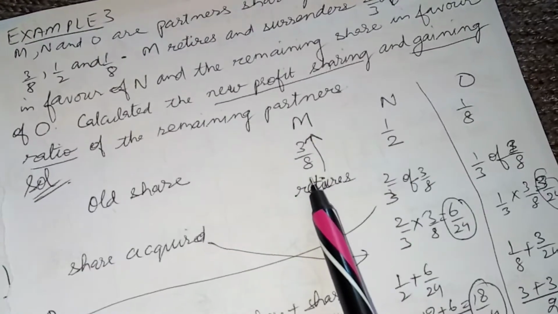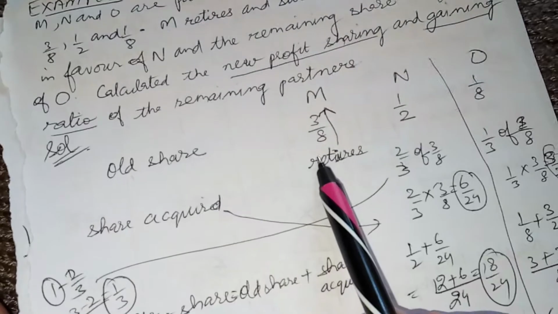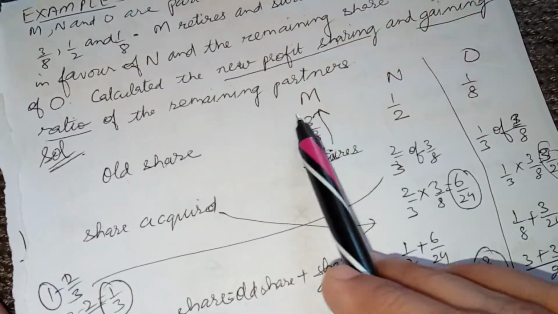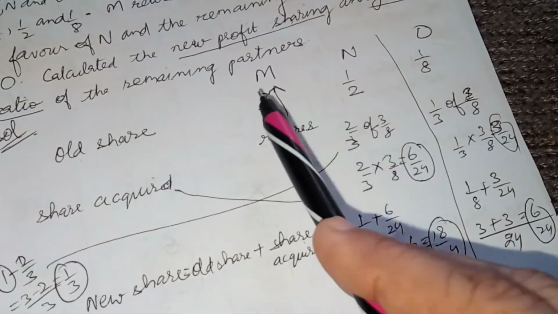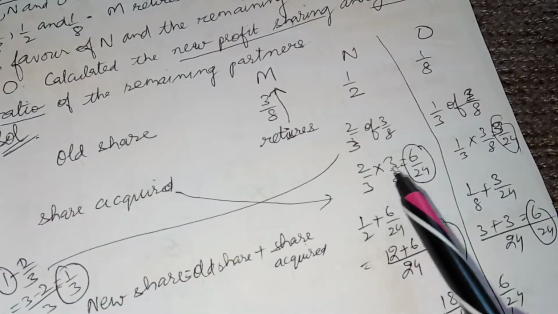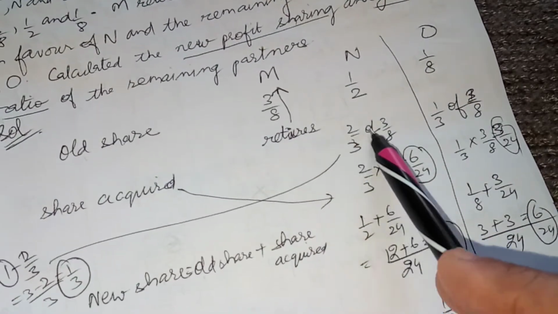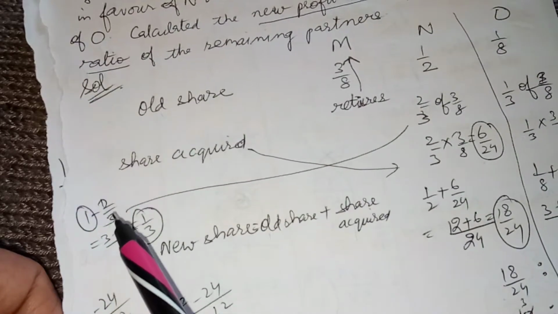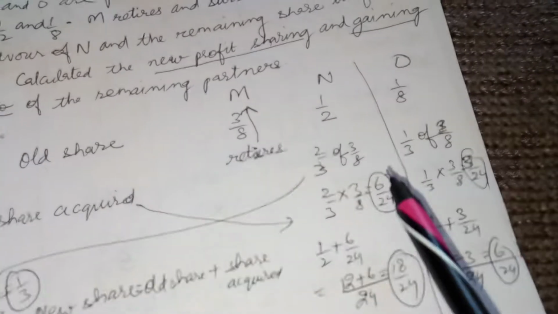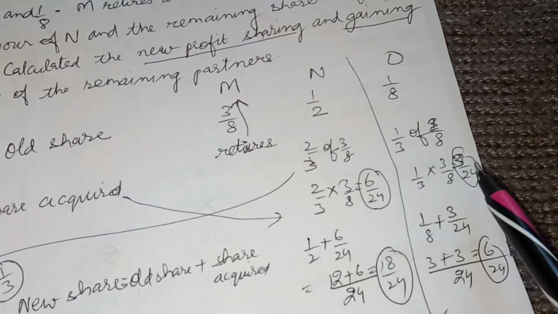The old share of M was 3/8, N's was 1/2 and O's was 1/8. Now M retires. In that case, he gives 2/3 of his share to N. So 2/3 of 3/8 comes out to be 6/24. And if he gave 2/3, let the total share of M be 1, so 2/3 he gave to N and the remaining was 1/3. So he gave 1/3 of 3/8 to O, so it comes out to be 3/24.